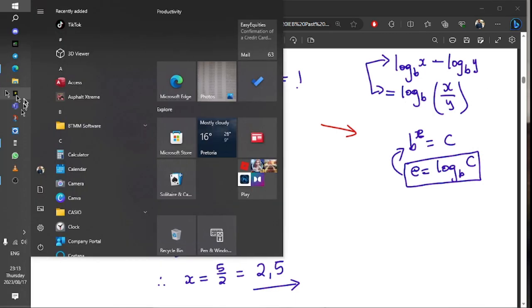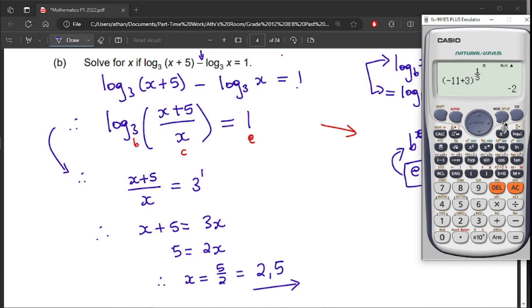Let us see if the answer is correct when we substitute. Substitution means we have log base 3 of, inside the brackets, remember our x is 2 comma 5, plus 5, so it's 2 comma 5 plus 5, minus log base 3 of 2 comma 5. And our answer is 1, which means the answer that we got for x is correct.